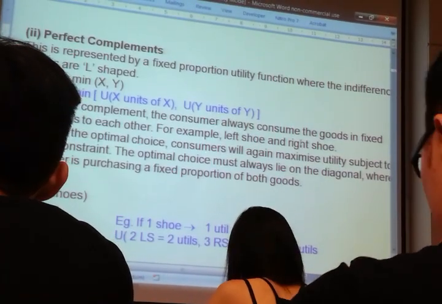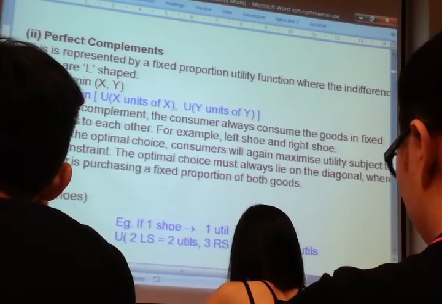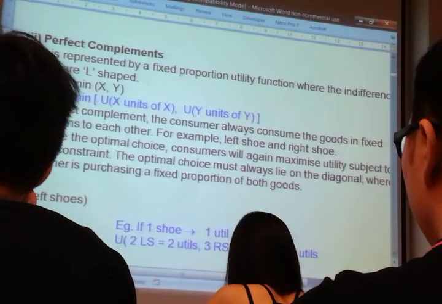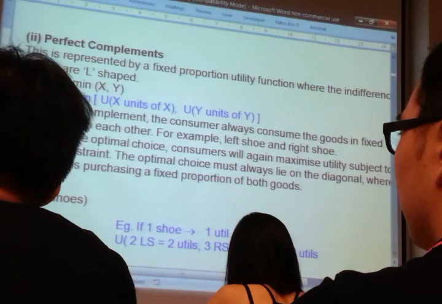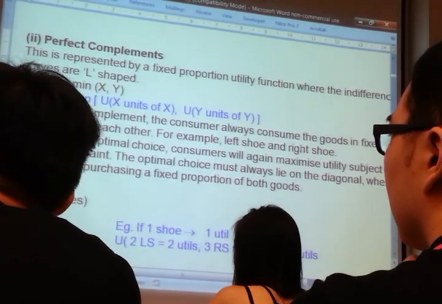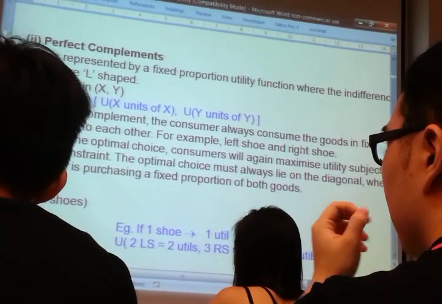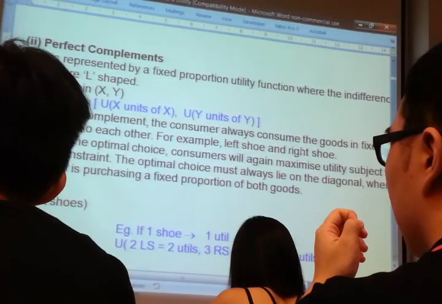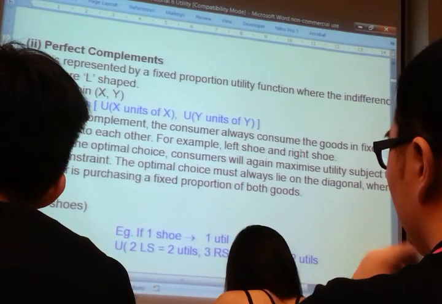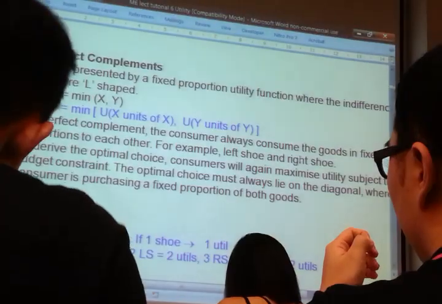X means the utility from x units of x. Y means the utility from y units of y. Right? So if the good is not called x, if the good is called banana, then this will be the utility from banana units of banana. Understand? So if it's coffee, then it will be the utility from coffee units of coffee. That's how you interpret such things.